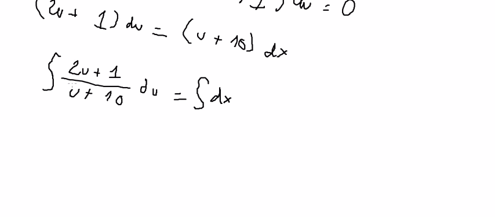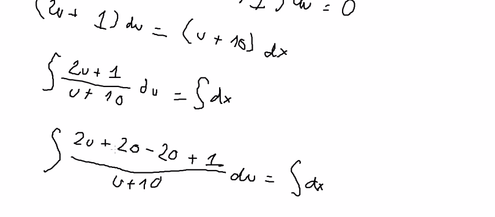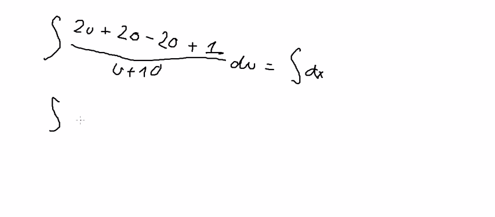Next, if we want to calculate this integral in here, you make 2u plus 20, because we are number 20, that means we need to minus number 20 plus 1 over u plus 10. This one, you get 2 minus 19 over u plus 10 du.